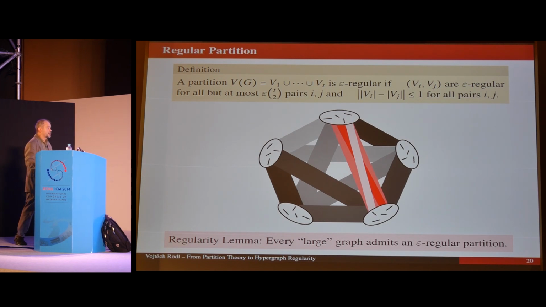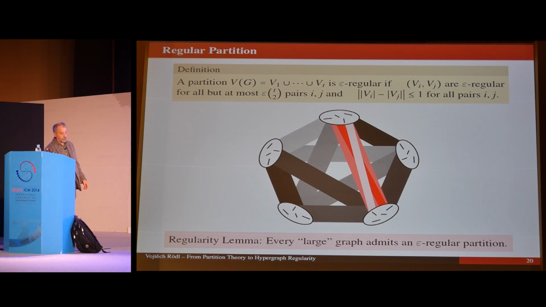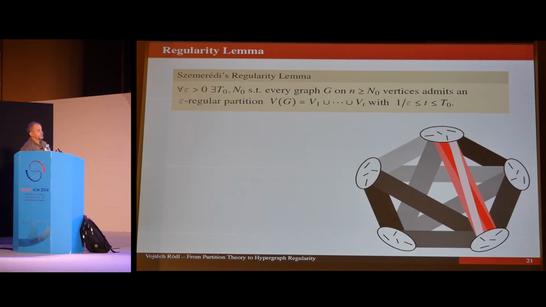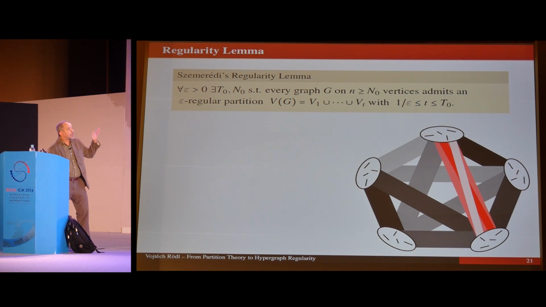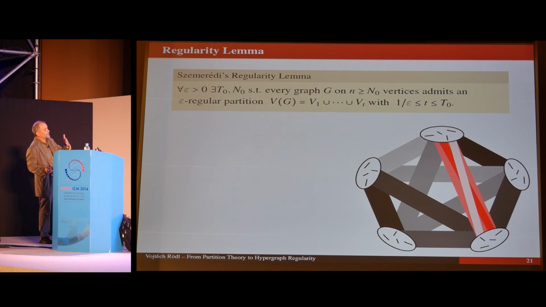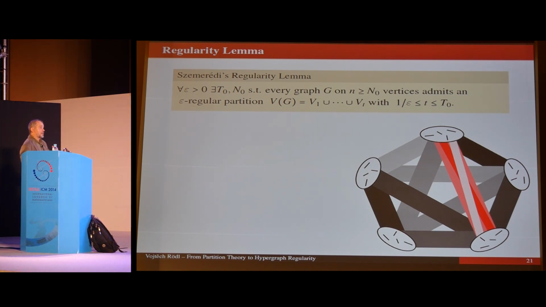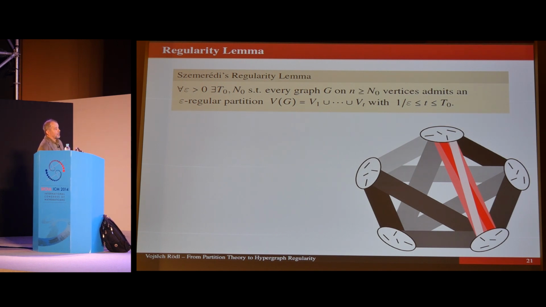With this definition, the regularity lemma says that every large graph admits an epsilon-regular partition. So this is the precise statement. We are given epsilon, then we have some upper bound T0 and lower bound N0, such that every graph which has at least N0 vertices admits an epsilon-regular partition where t, the number of parts, is at least 1 over epsilon, but not bigger than T0.